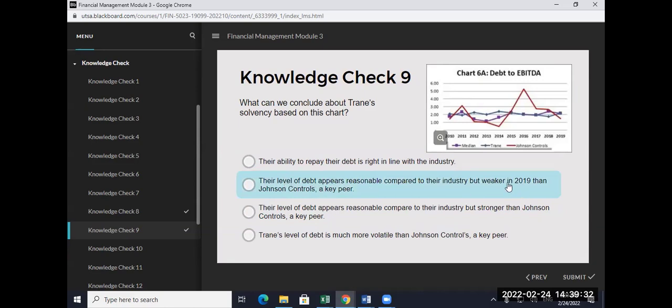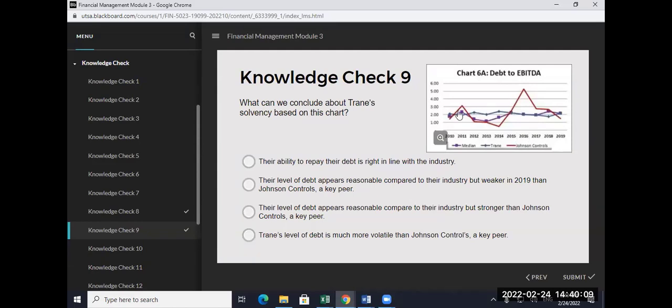Now, the weaker or stronger, I actually told you on paper, when you get to financial leverage and debt, to try to avoid the words weaker or stronger. I somewhat violated that here, but is higher better or worse here? Higher is worse, all right? So compare to the industry, but weaker in 2019. That looks like it could be true, right? Because they're above them. Their level of debt appears reasonable, but stronger? You never say stronger because they have more debt. You would say weaker. I should have used the words stronger and weaker.